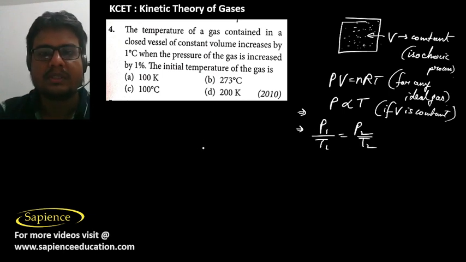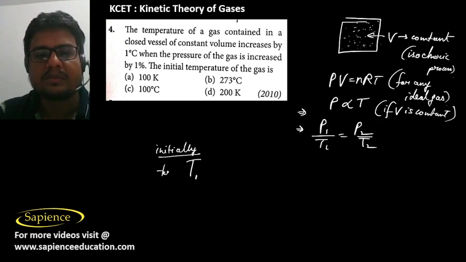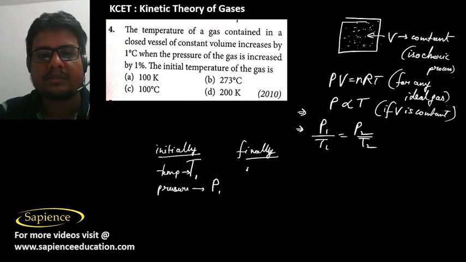Now here it is told that the temperature increases by 1 degree Celsius. Suppose the initial temperature was T1. Initially suppose we say that the temperature was T1 and the pressure was P1, and finally the temperature increases by 1 degree Celsius. It means the temperature is T1 plus 1 degree Celsius.